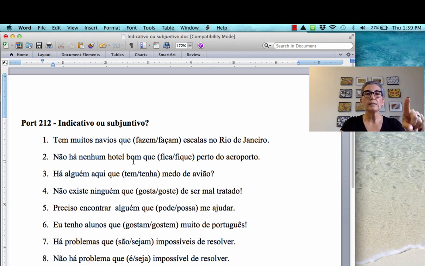Não há nenhum hotel bom que fique perto do aeroporto. So there are no good hotels that are near the airport. So you are already stating this. You are stating the non-existence of, okay? So you have to use the subjunctive. It's negative. Não há nenhum hotel bom que fique perto do aeroporto.